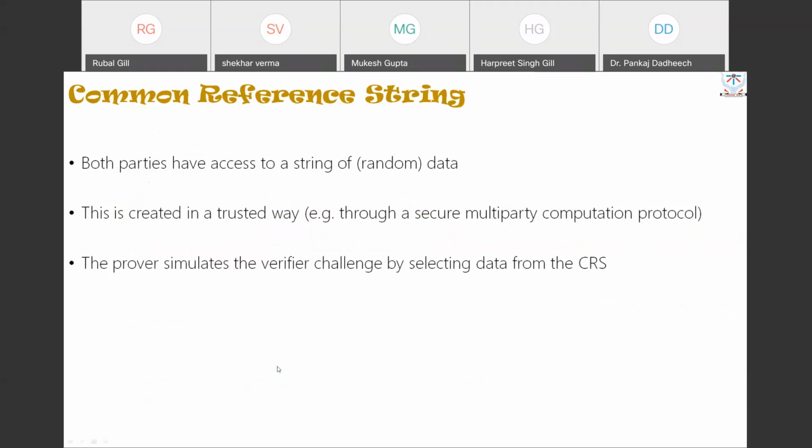So what is the proof now? Let's understand and see the proof. And what is ZK SNARK? So first, both parties have access to a string of random data. And this particular random data is created using some secure multi-party protocol, which we'll see in a moment. The prover simulates the verifier by selecting the data from the common reference string.